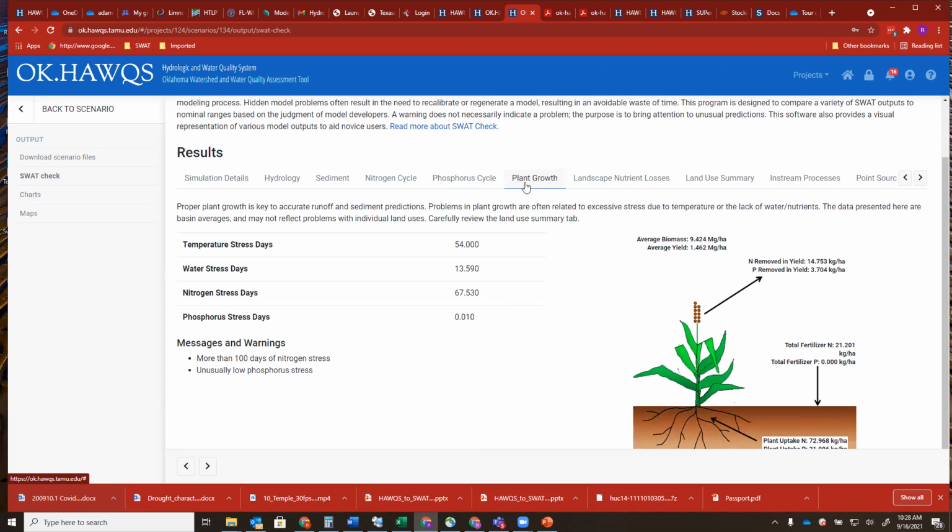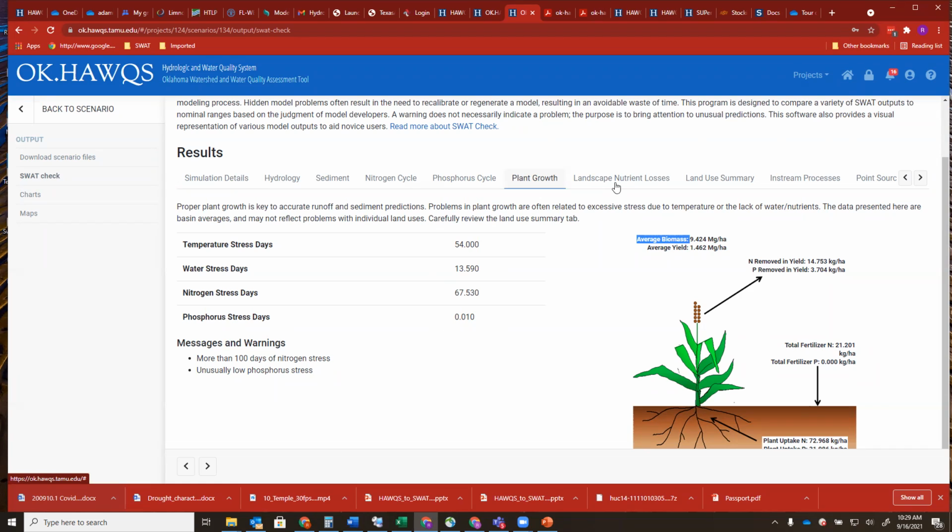This is the plant growth, which shows you the average biomass, average yield, how much nitrogen was removed when you harvest your crop, how much you're removing by the crop, how much is going into the soil, and how much is left in the soil, and so on and so forth. So how much fertilizer was applied, and so on. And some of the stress factors: nitrogen, phosphorus, temperature, and so on.